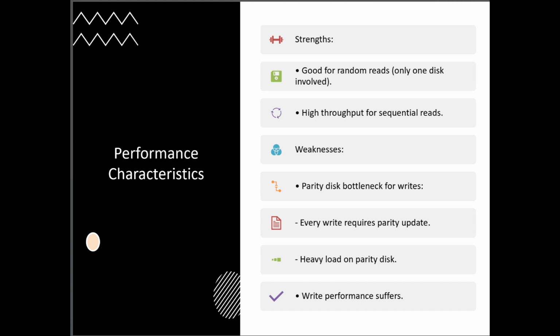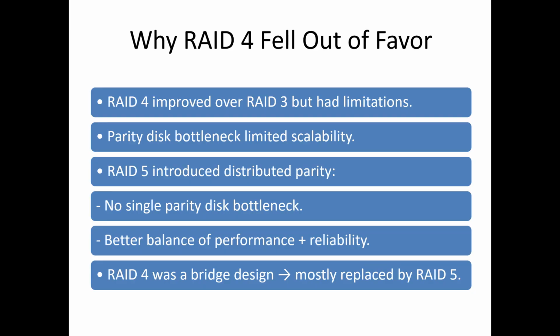The weakness is the parity disk bottleneck for writes, because every write, no matter which data disk is targeted, also requires updating the parity disk. For example, to update block A, the system must also recalculate and update the parity block corresponding to that. So this means the parity disk gets a lot of write traffic and can become a performance bottleneck. So RAID 4 improves read flexibility compared to RAID 3, but it still struggles with write performance.